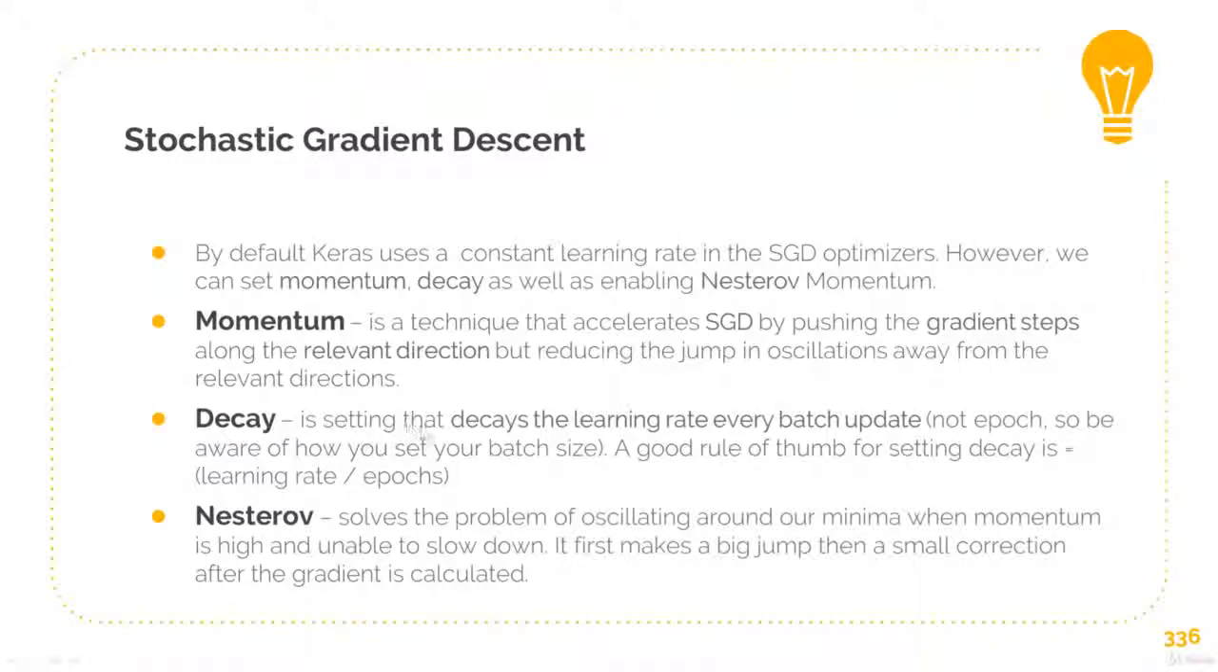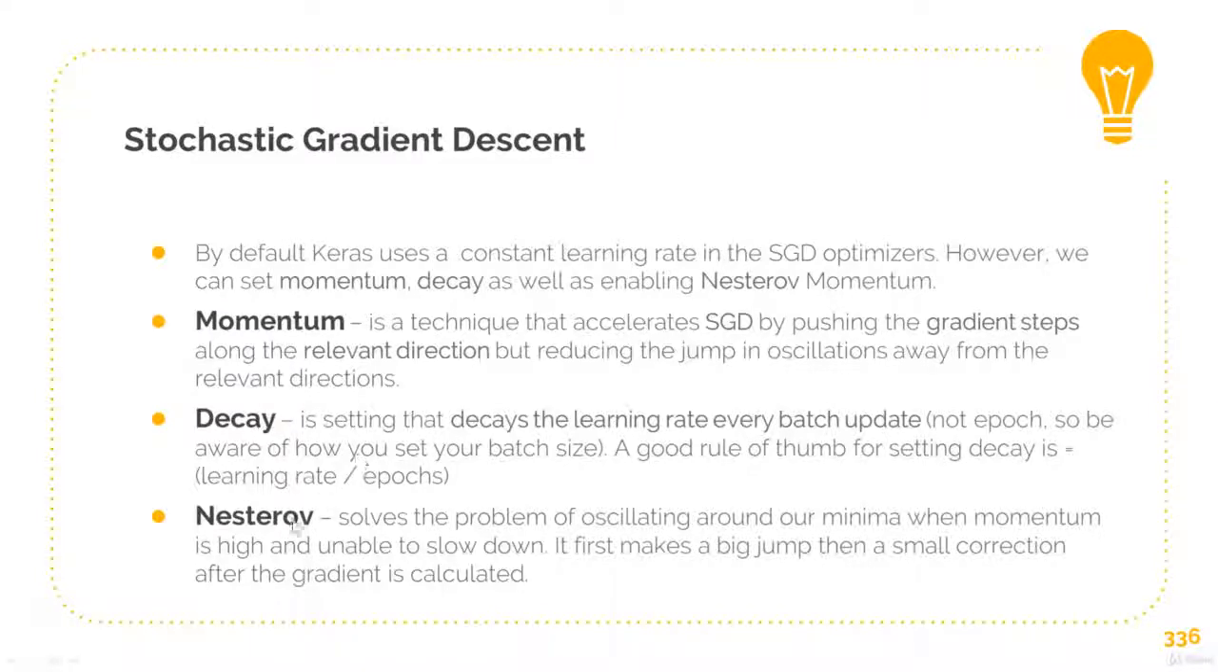Decay. Decay is a setting that decays our learning rate every batch update, not epoch. So be careful how you set your batch size, by the way. This is the only other time batch size becomes relevant in training. A good rule of thumb for setting the decay is equal to learning rate divided by number of epochs, okay? So that's how we choose our decay value.